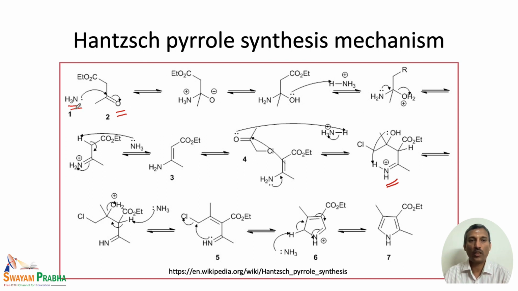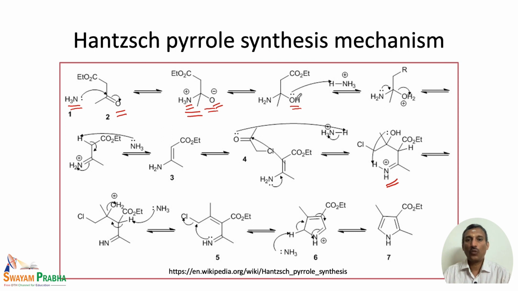If we look at the ammonia reacting with the carbonyl compound, this is the first step. The lone pair of electrons on the nitrogen attacks this carbonyl carbon. We end up with this particular intermediate. There is a proton transfer from the ammonium nitrogen to the hydroxy oxygen. So, we end up with the corresponding hydroxy derivative.